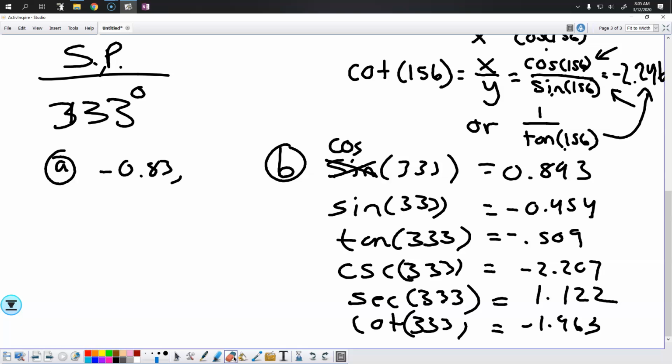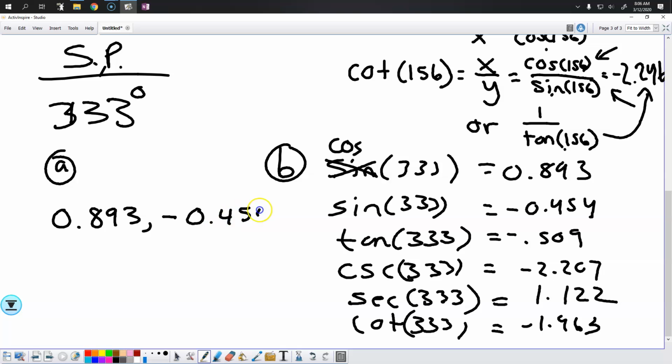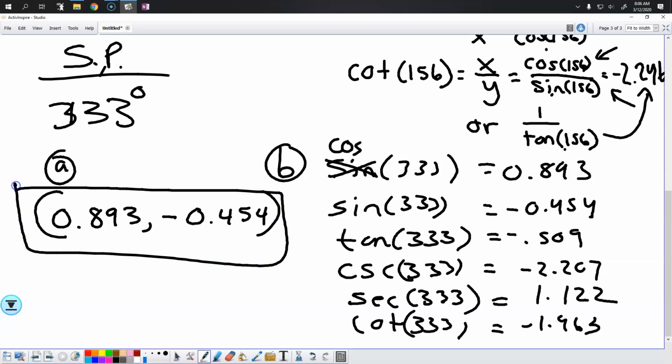So how do you get the coordinates? The coordinates are the value of cosine and sine. Yeah, that's it. Cosine is x. That's correct. Sorry, I need more space. So we have 0.893 for x, right? And then for y, it's negative 0.454, right? And there are your coordinates for A. All right.